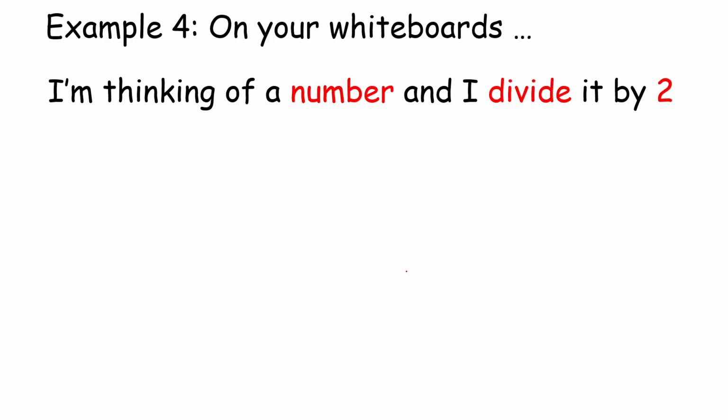Okay, example 4. I'm thinking of a number and I divide it by 2. How would you write this? Well, sorry, I should have said, giving you more time. The way you write this is like this. This means a number, x, divided by 2. If you wrote that, that is not incorrect. But in algebra, as we've seen previously, if we're dividing, we can write it like this. This means x divided by 2. It's just a better way of writing it. So this is a good answer.